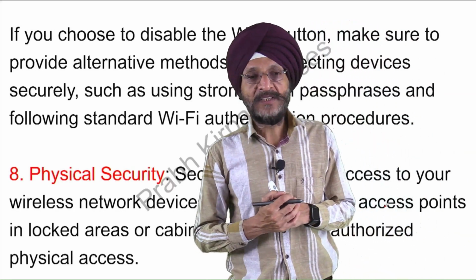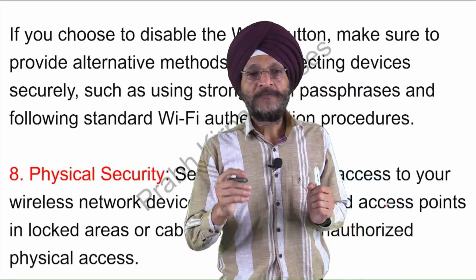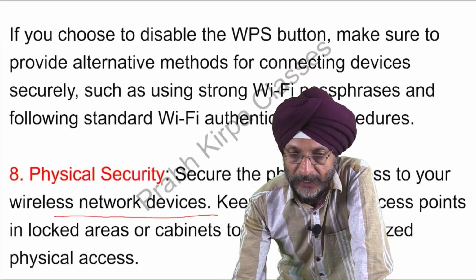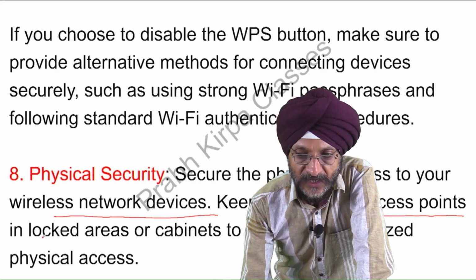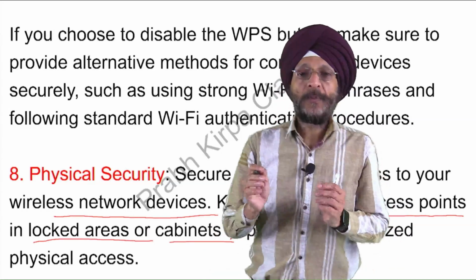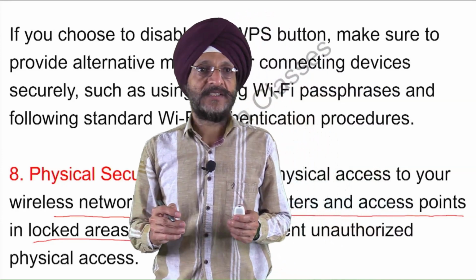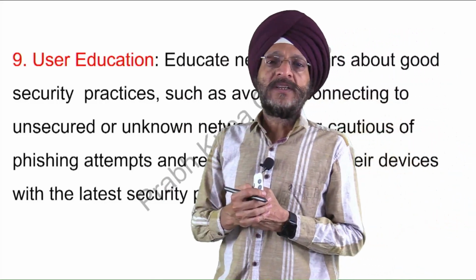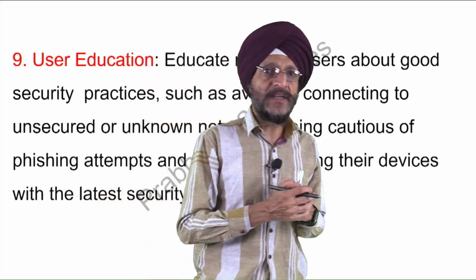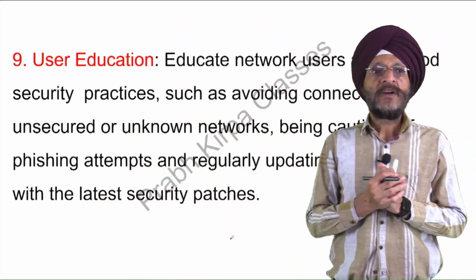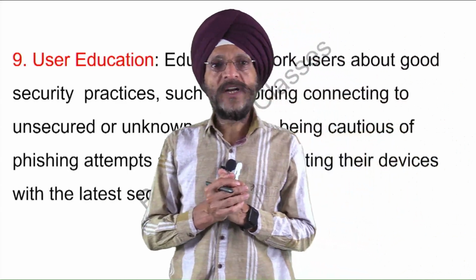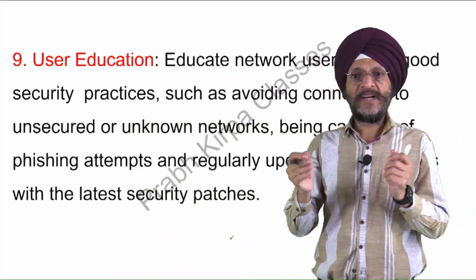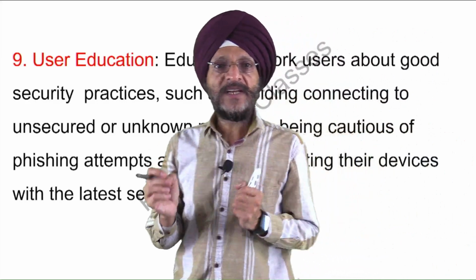Eighth point is physical security. We should secure the physical access to our wireless network devices. We should keep routers and access points in locked areas or cabinets to prevent unauthorized physical access. Next point is user education. We should educate network users about good security practices, such as avoiding connecting to unsecured or unknown networks, being cautious of phishing attempts, and regularly updating the devices with latest security patches.